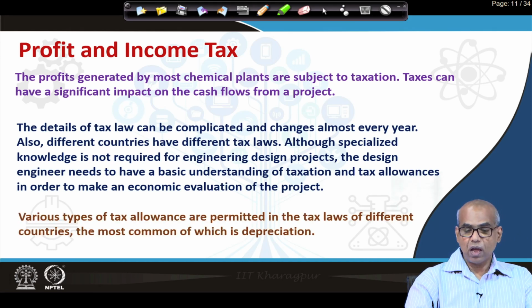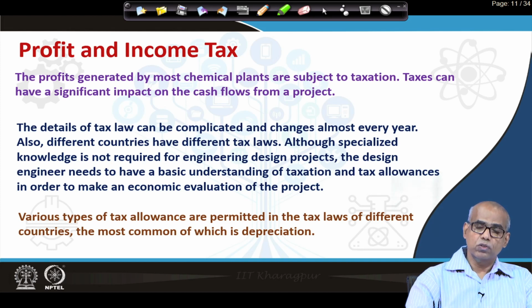Various types of tax allowances are permitted in the tax laws of different countries, the most common of which is depreciation. We have briefly talked about depreciation earlier. We define it as the decrease in value of an asset with time. We will learn more about depreciation soon. For the time being, let us define depreciation as the decrease in value of an asset or facility with time. This may be due to wear and tear, this may be due to advances in technology. So, my asset has now become obsolete, and so on and so forth.